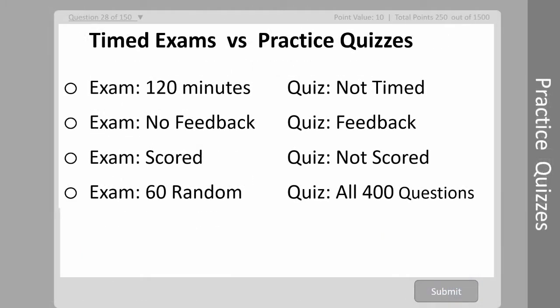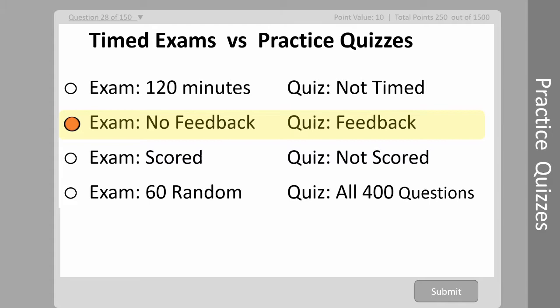So here's the difference between timed exams and practice quizzes. The timed exam is limited to 120 minutes to replicate the length of the actual CWI exam, and the practice quizzes don't have any time limitations at all. The timed exam doesn't provide you instant feedback, but you do get results at the end of the exam to let you know how well you did.